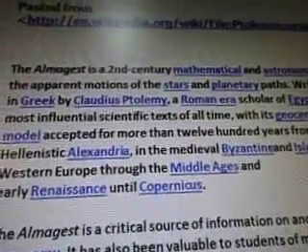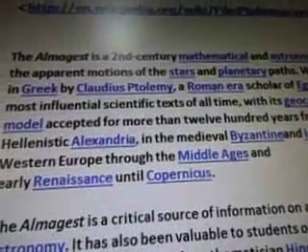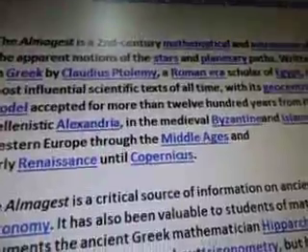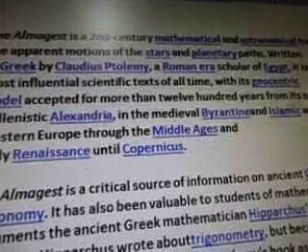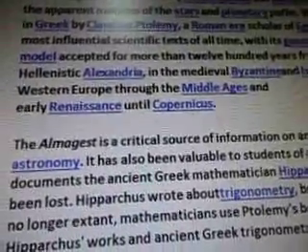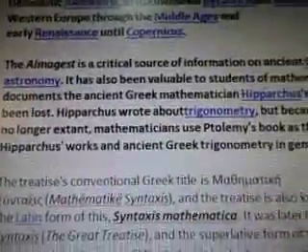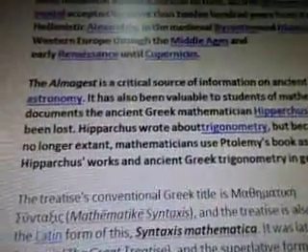It is one of the most influential scientific texts of all time, with its geocentric model accepted for more than 1,200 years from its origin. Geocentric, I believe, is where they think everything revolves around the Earth. In Hellenistic Alexandria, in the medieval Byzantine and Islamic worlds, and in Western Europe through the Middle Ages and early Renaissance until Copernicus. The Almagest is a critical source of information on ancient Greek astronomy.